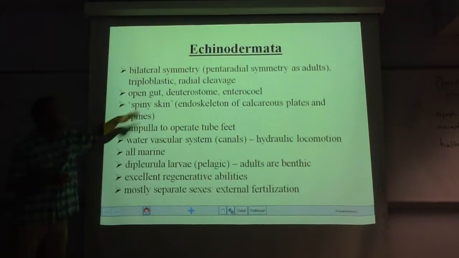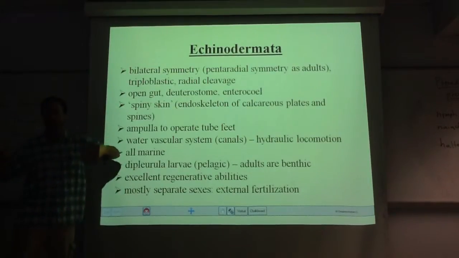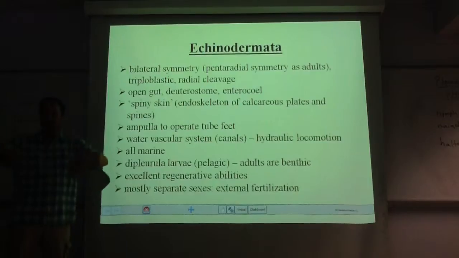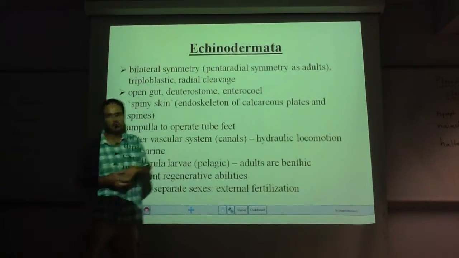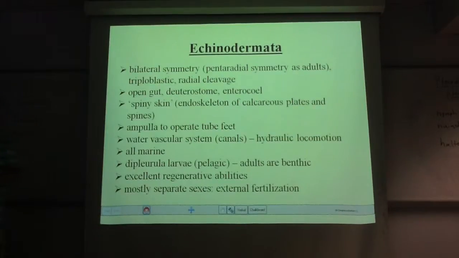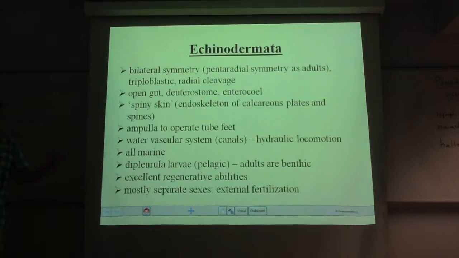These guys have an open gut. Again, not a big surprise. They have a mouth and an anus. In this case, of course, since they're deuterostomes, the blastopore becomes the anus, right? And the mouth develops secondarily. And these guys also have a true coelom, but unlike the other coelomate animals that we looked at that have a coelom that arises from a splitting of mesoderm as a schizocoel, this coelom arises from outpocketings of the archenteron. So it's called an enterocoel, right?